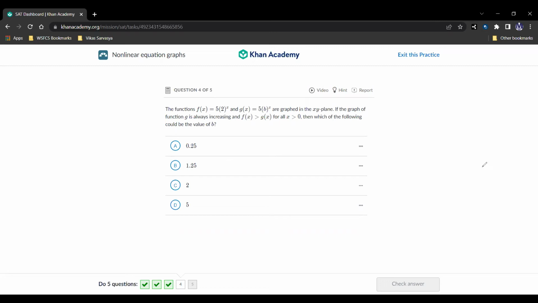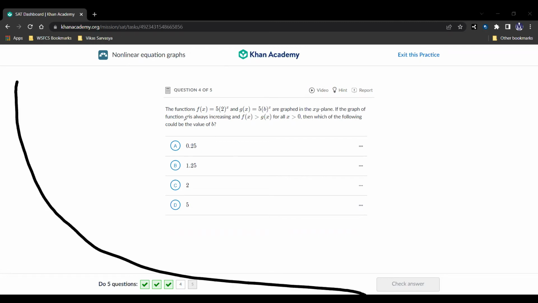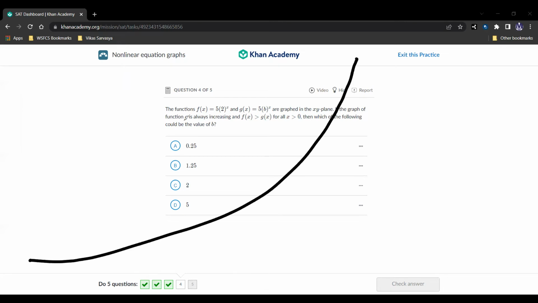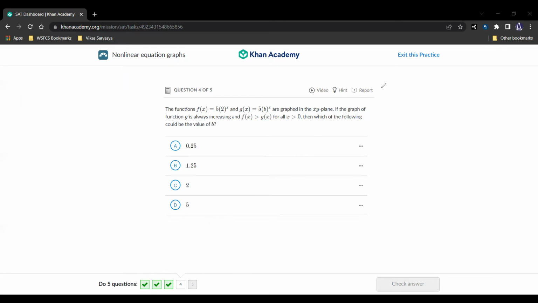Well, let's see. The graph of the function g is always increasing. So what does that mean? Well, it means that b has to be greater than 1. Because if it was less than 1, it would go like this, when this is the y-axis. If it's greater than 1, it's going to go like this. So we can cross out the first one right here.